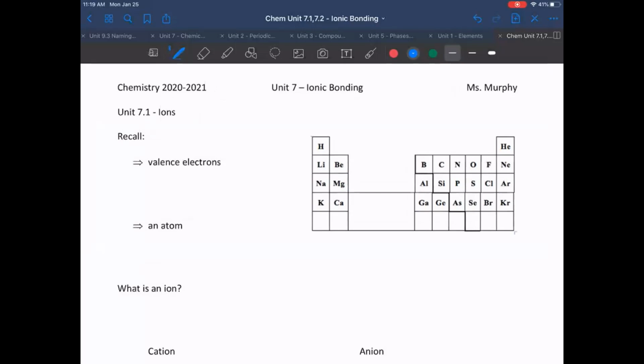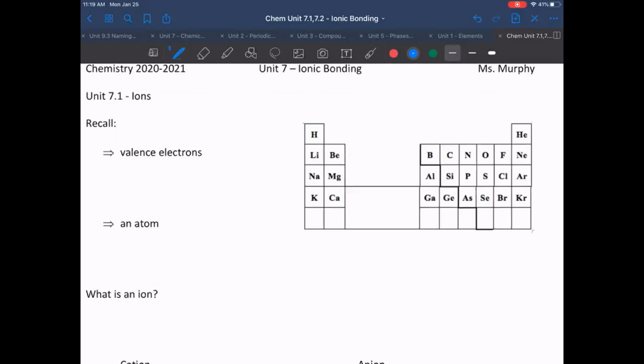So remember, covalent takes what type of elements off the periodic table? Non-metals. So you have to have non-metal, non-metal. Now with ionic, we include the metals. So we are going to be working with both metals and non-metals. But before we get into that, let's talk about some things we should recall, like valence electrons. We are going to be bringing back a lot of old stuff today.